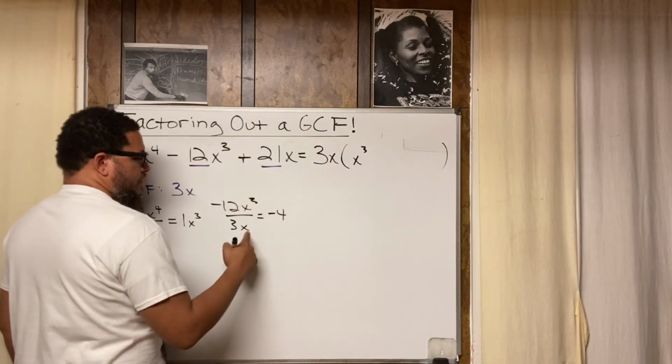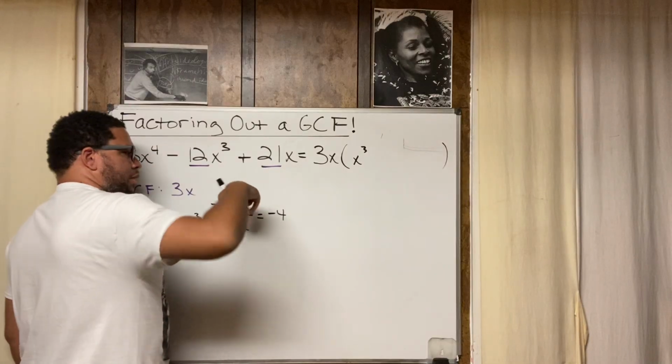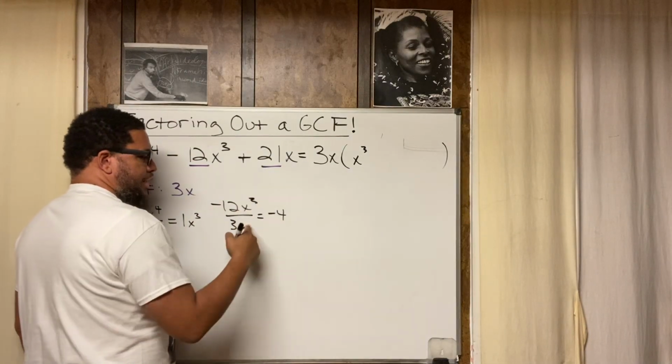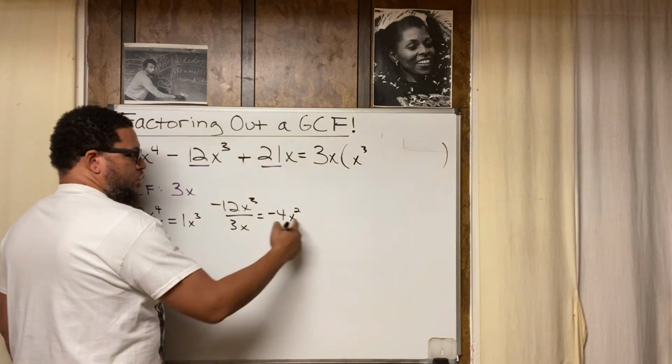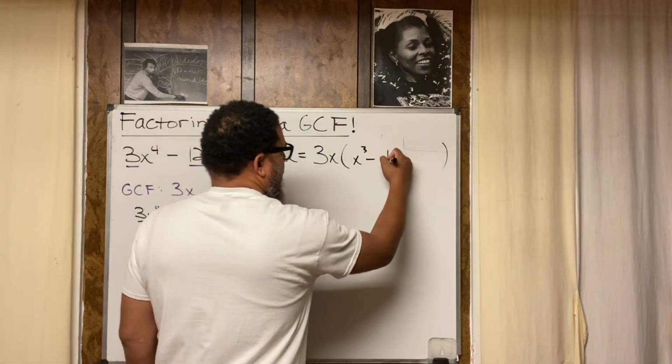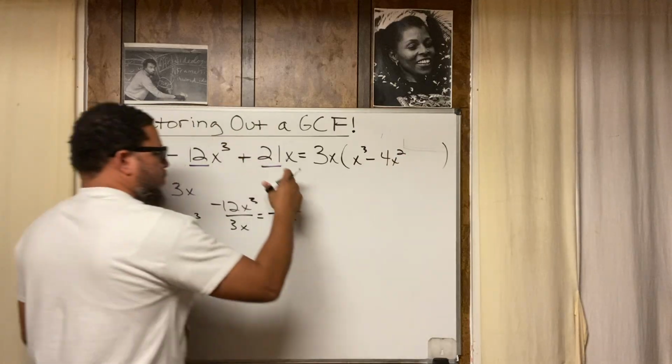Then x to the third divided by x. Exponent property, subtract the exponents. What's 3 minus invisible 1? 2. So you get x squared. That's negative 4x squared. Put that in the parentheses. Then we go to the last term.